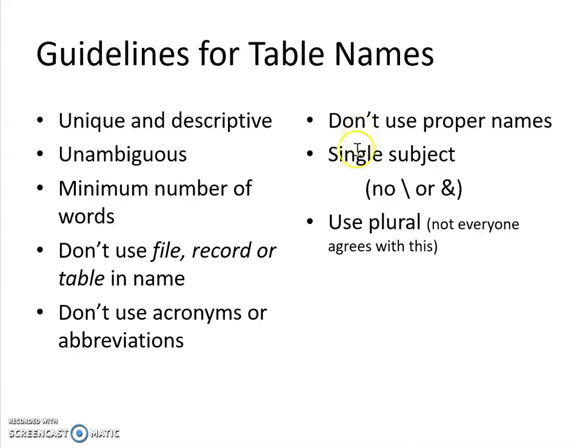Do not use a name that identifies more than one subject. Examples would be department or branch, facility/building, or miscellaneous again also implies more than one product or more than one subject. Use the plural of the name. However, not everyone agrees with this.